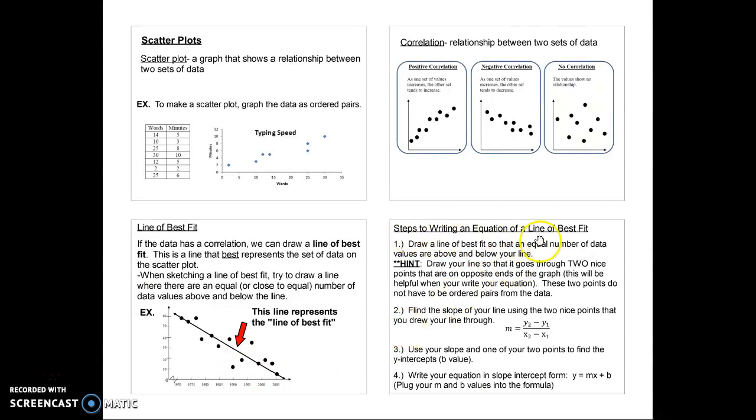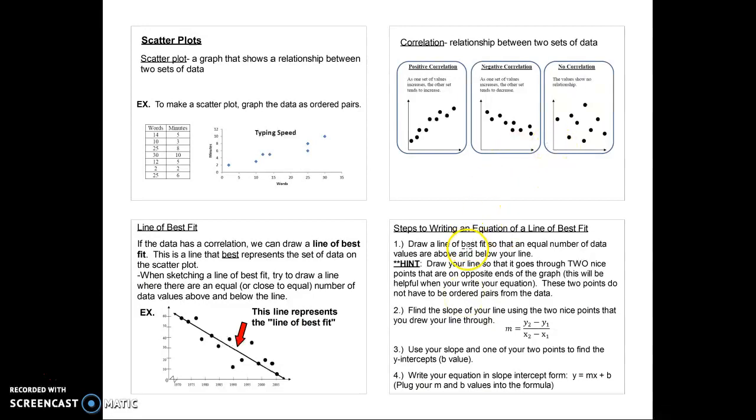Now, these are your steps here. Once you have that line drawn, you then have to go back and write the equation of that line. We've done this before. We did this earlier in the year with writing an equation of a line. So most of this is not new. The only new part is actually drawing that line of best fit in. Once you have it drawn in, writing the equation we've done before.